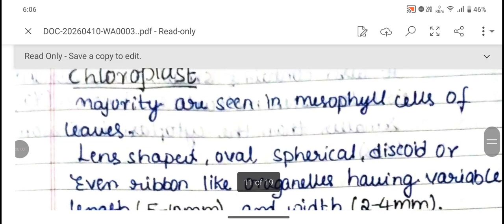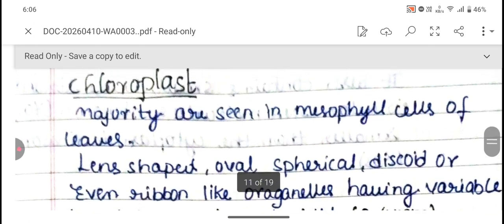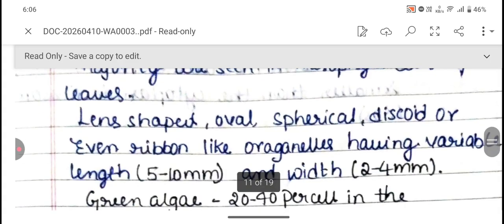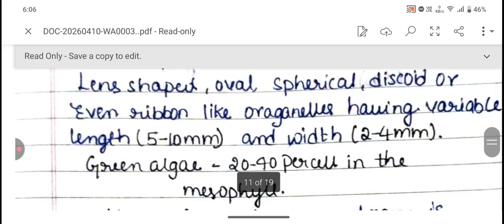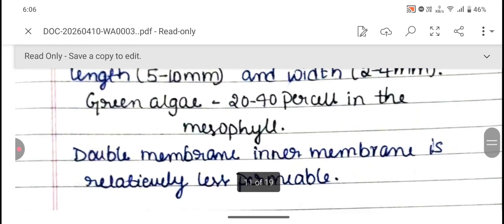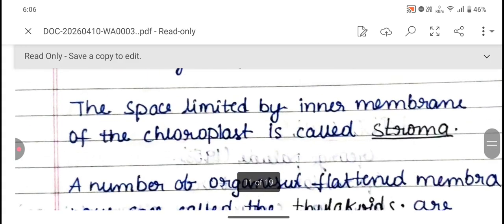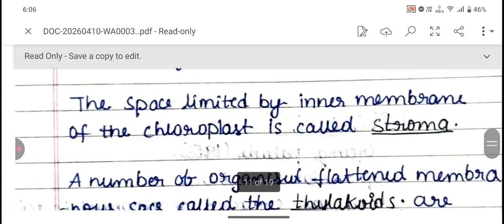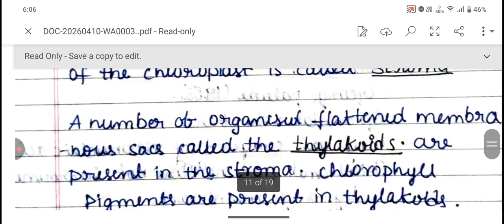The chloroplasts are mostly seen in the mesophyll cells of the leaves. These are lens-shaped, oval, spherical, discoid, even ribbon-like organelles having variable length. Green algae consist of 20 to 40 chloroplasts per cell in the mesophyll. These are also double membraned, consisting of an outer membrane and an inner membrane, and the inner membrane is relatively less permeable. The space limited by the inner membrane of the chloroplast is called the stroma, where the dark reaction takes place.